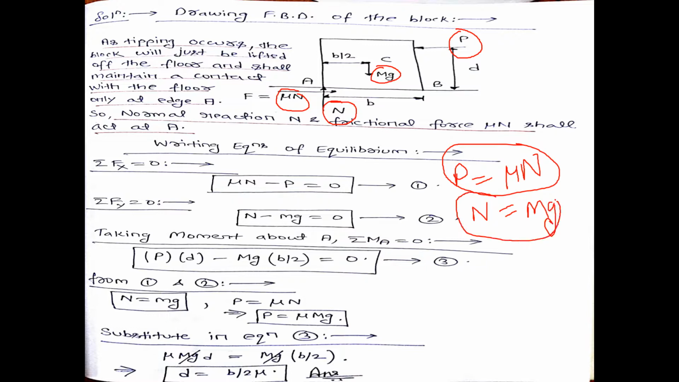Any doubt in these two equations, equation 1 and 2, that is P is equal to mu N and N equal to mg? Any doubt? Does anyone have a doubt? No, sir.